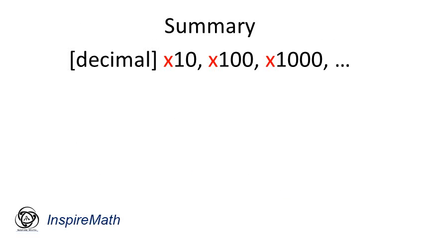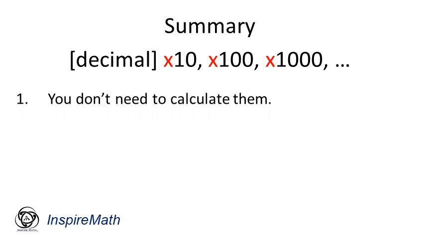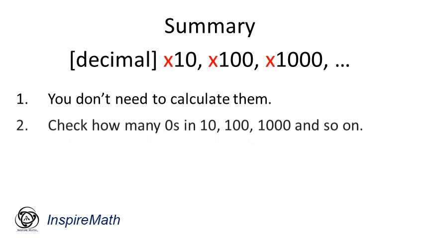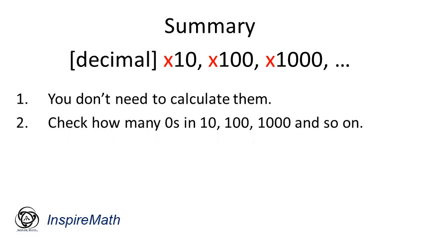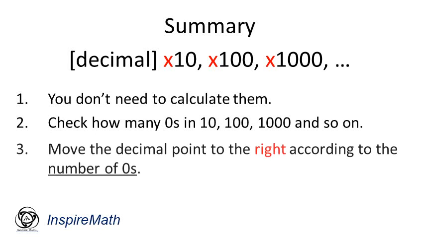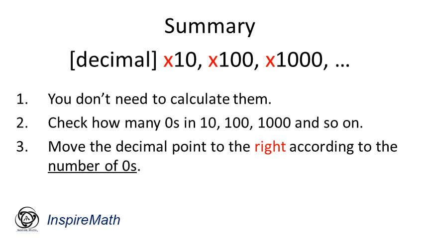Let's summarize today's lesson. When you multiply decimals by 10, 100, 1000, and so on, you don't really need to calculate them. Check how many zeros are in 10, 100, 1000, and so on. Move the decimal point to the right according to the number of zeros.